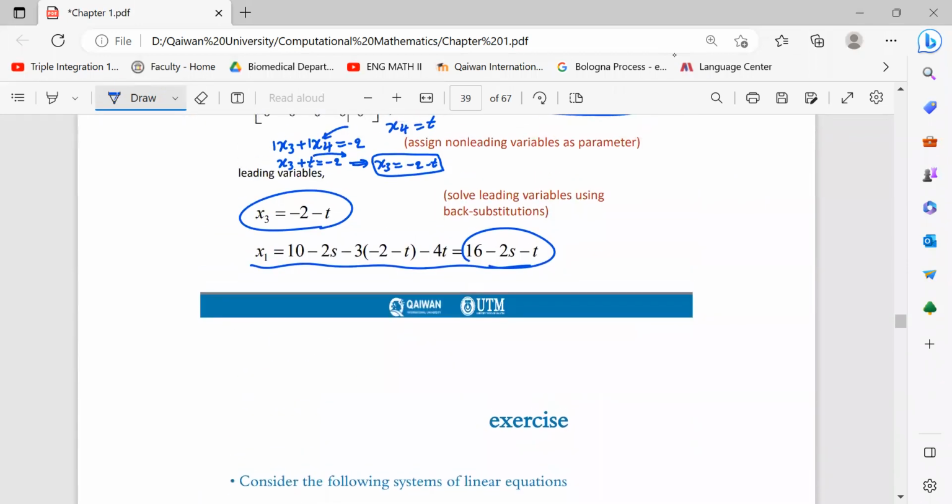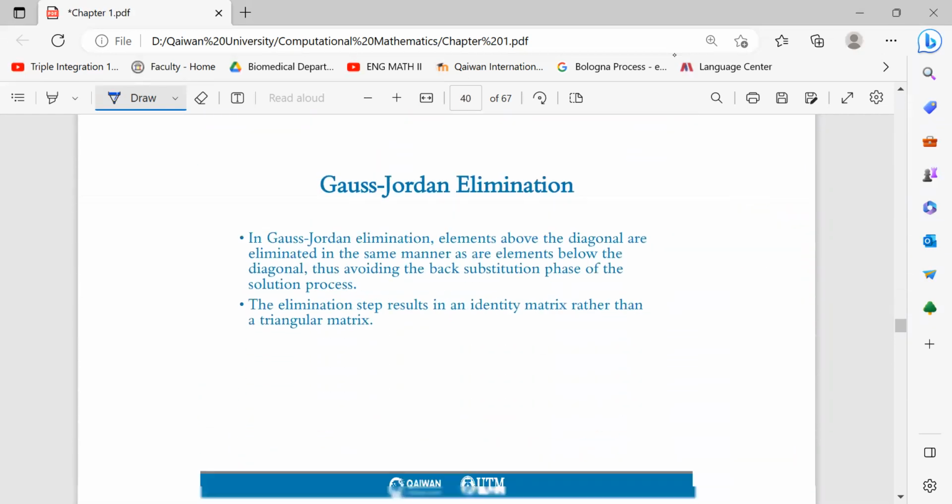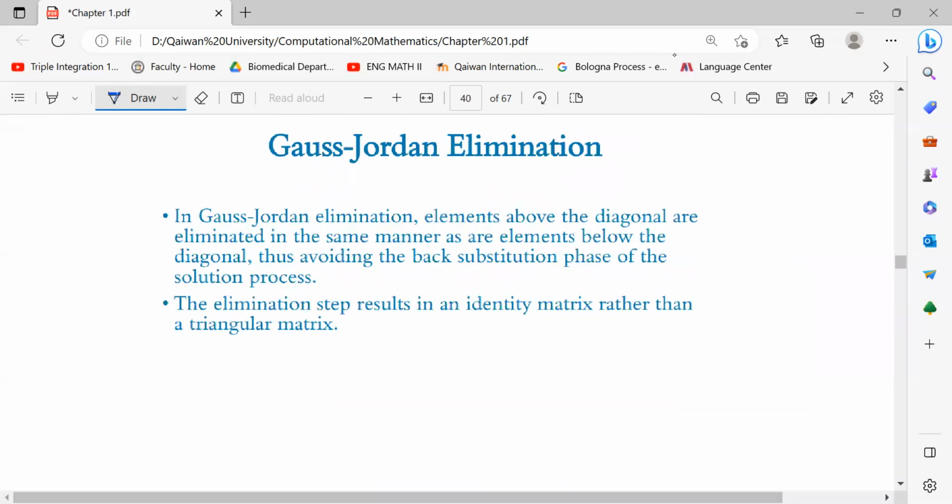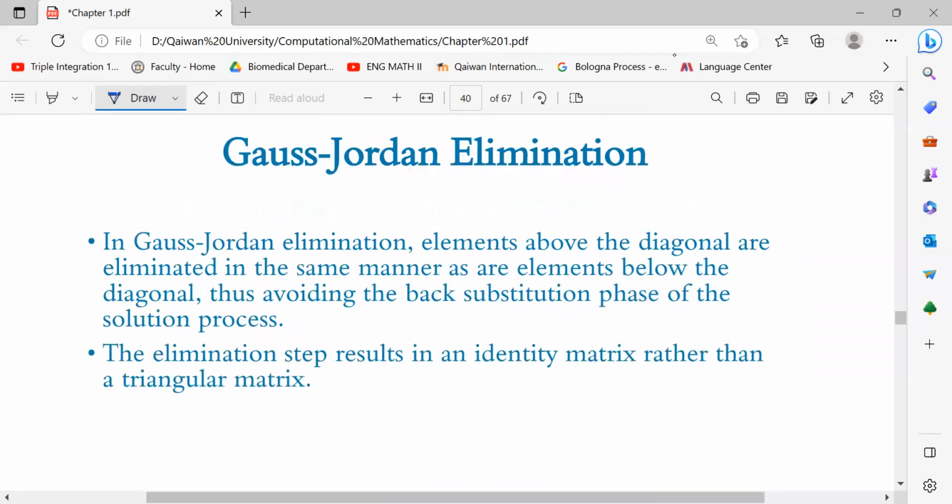So this is all about the first method of solving a linear system, which is Gauss elimination. And then we have Gauss-Jordan elimination. It's the same, but we have more steps. Okay? We have more steps than before.